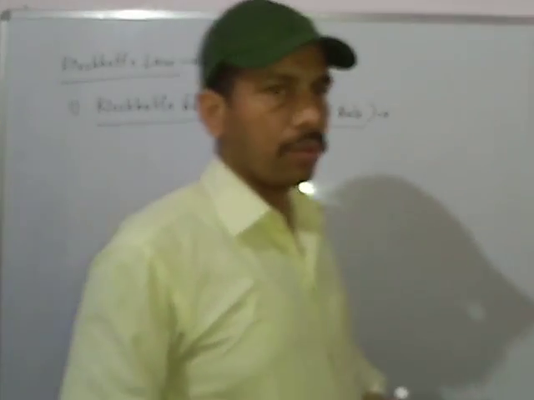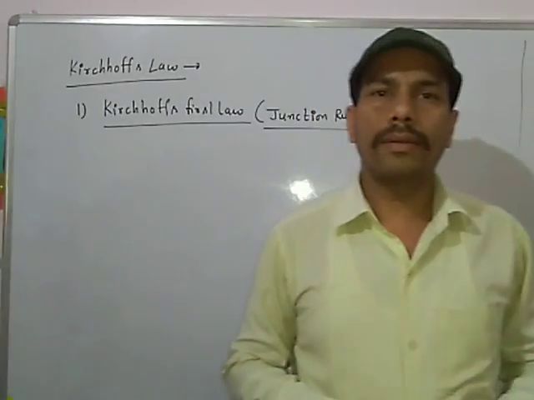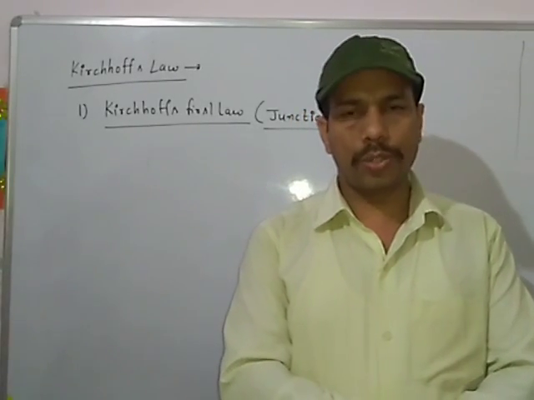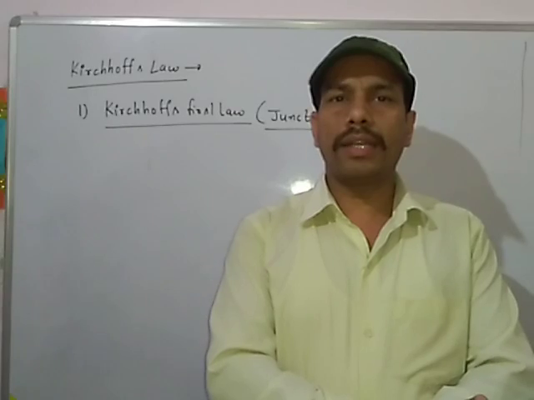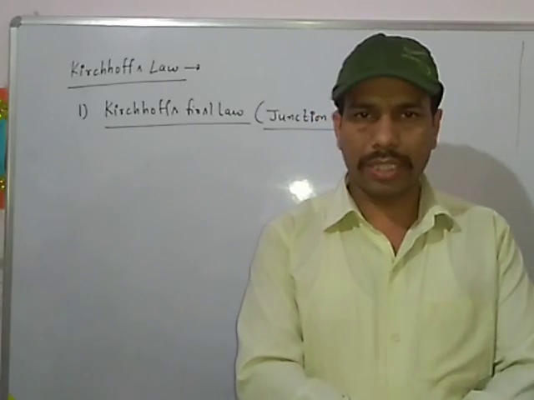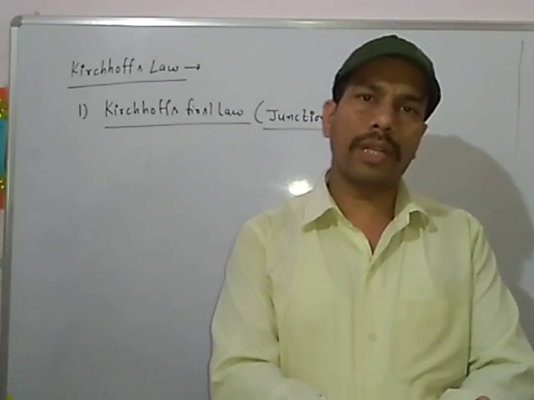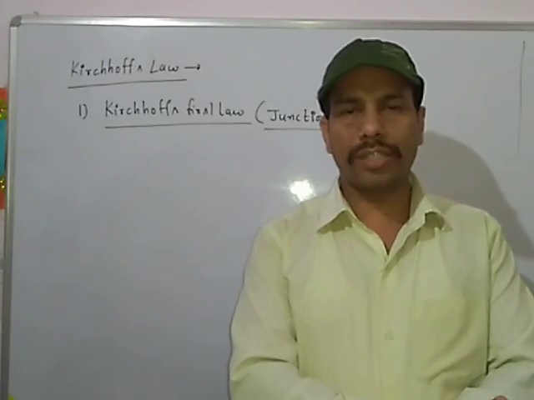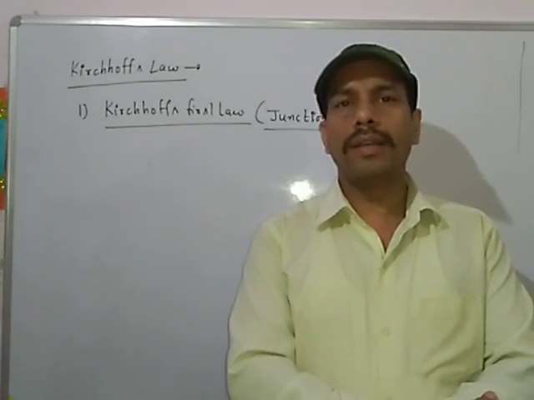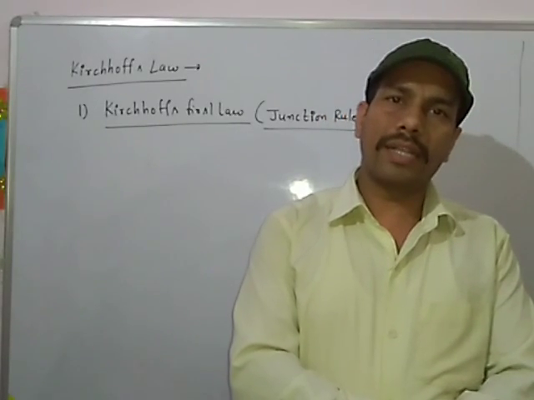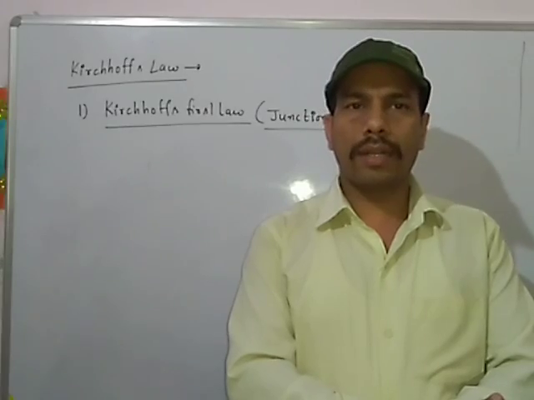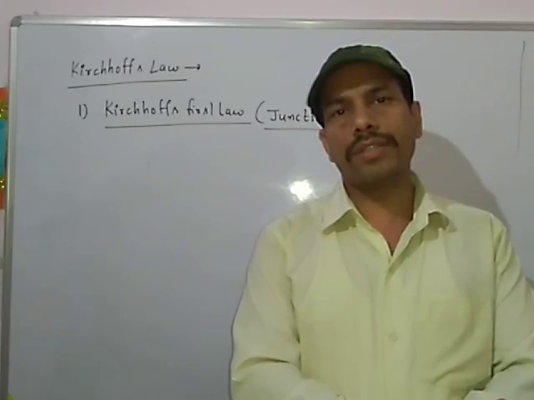According to this rule, the total current meeting at a point is zero. It means the total current reaching a point or the junction is equal to the total current leaving the junction. That is, the algebraic sum of the net current reaching the junction is equal to the algebraic sum of the net current leaving the junction. That is why the total current at the junction is zero.